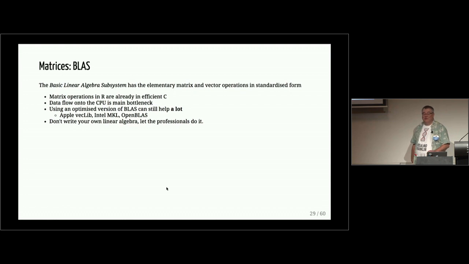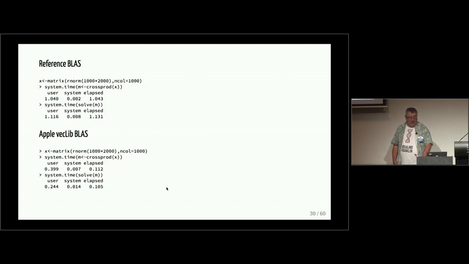The basic principle is, one important principle is you don't write your own linear algebra, you let the professionals do it. And the other one is that you can get substitute versions of the basic linear algebra subsystem and plug them into R very easily, and it can make a difference. So here we've got a medium-sized matrix, 1,000 by 2,000. We take the cross product of it to get a 1,000 by 1,000 square matrix, and then invert that square matrix.